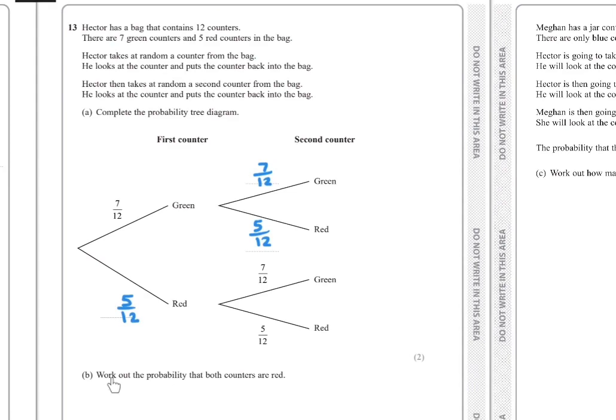Now B, work out the probability that both counters are red. So red and red, so 5/12 times 5/12. 5/12 times 5/12 equals 25/144.